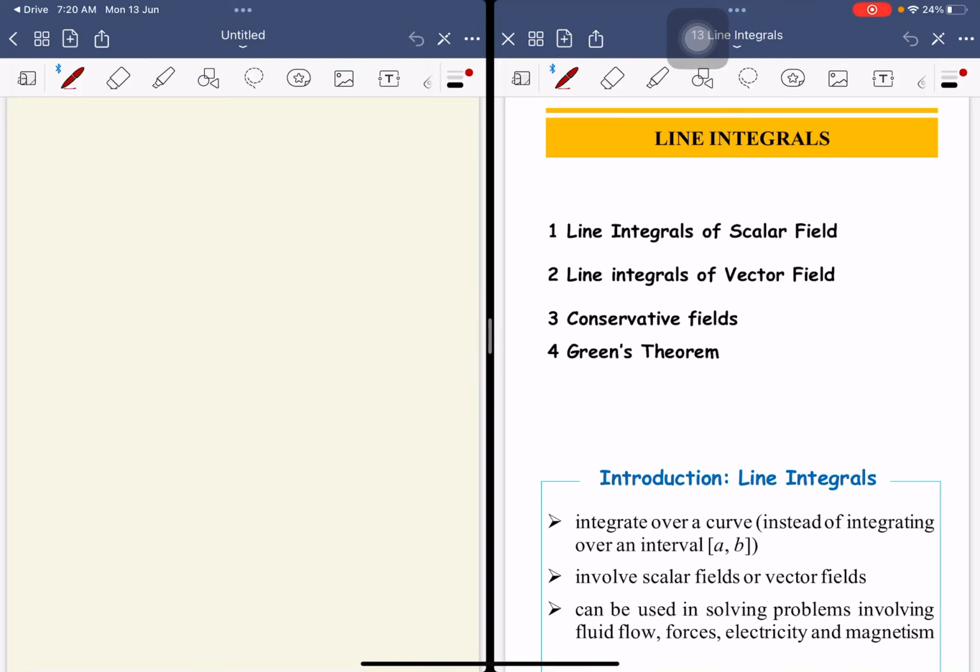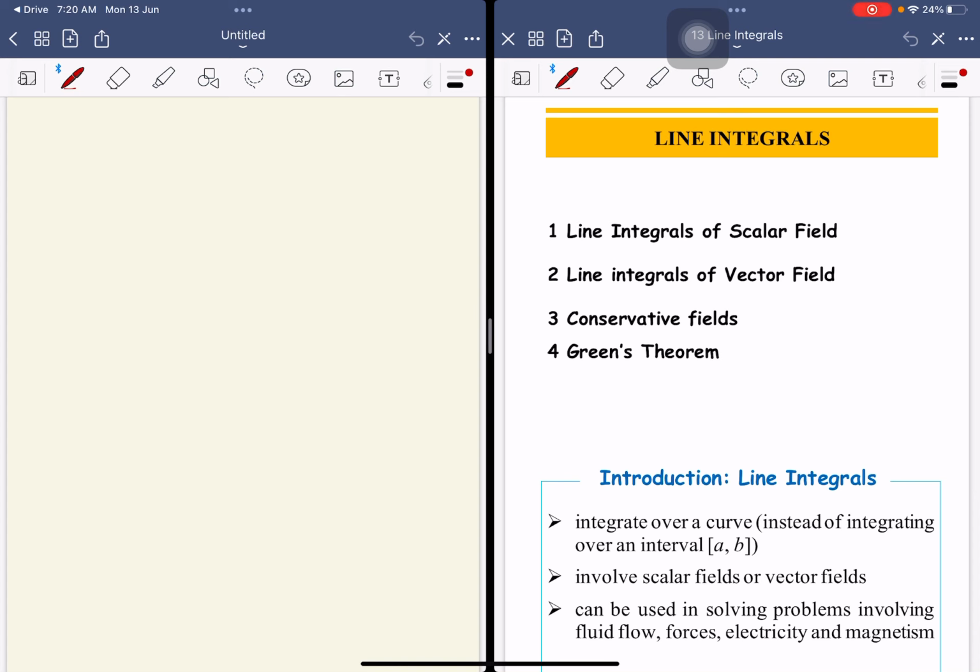Okay, so for the new chapter on line integral. If we recap the integrals that we have learned so far: in the previous syllabus, you learned single integral over a straight line, which means a normal integral, integrated for example from A to B. Then in engineering mathematics 2, you learned double and triple integral.